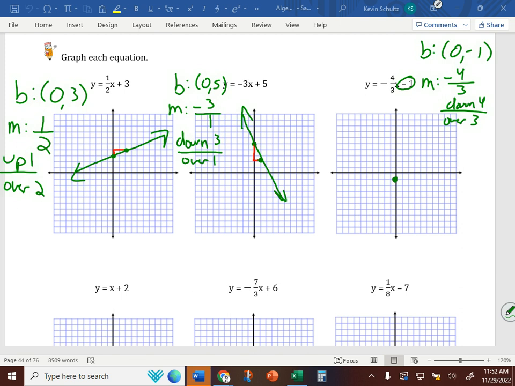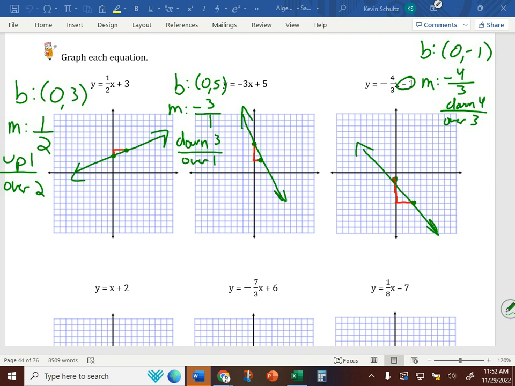So from this point, from our y-intercept, we're going down 4 over 3. And there's our next point. There's the line. How's this doing? Okay. Questions on these three so far?